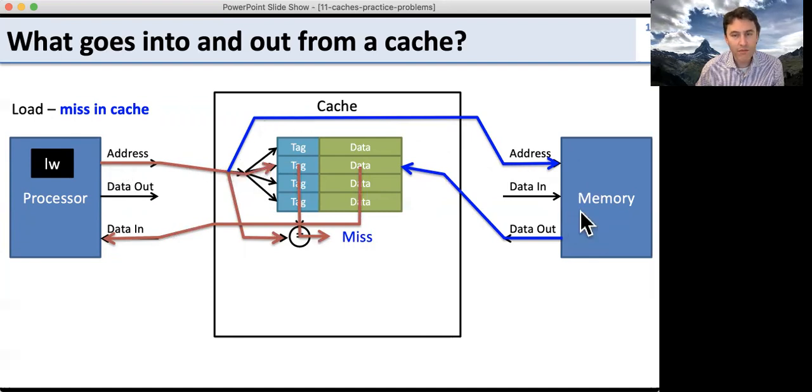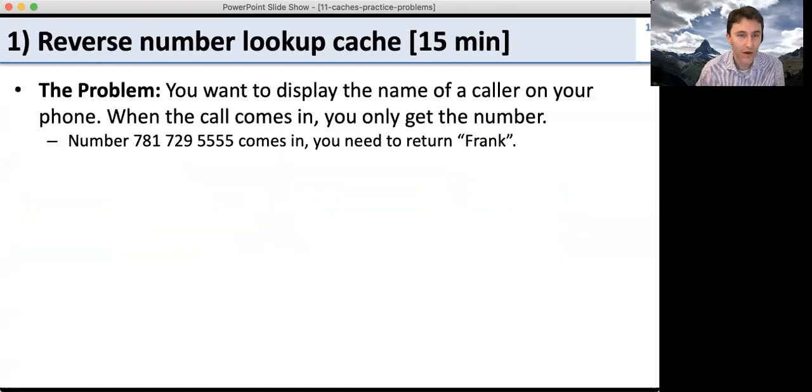But remember, today the memory takes hundreds of cycles and the cache takes 2 or 3 cycles. So even if you have to check the cache before you go to memory, it's not a big deal. Every time you hit in the cache, however, it's a big savings because it's so much faster. All right, now we're going to test out being a cache.